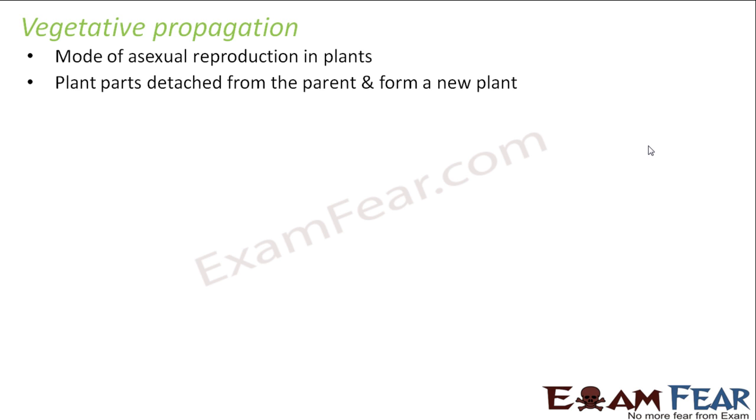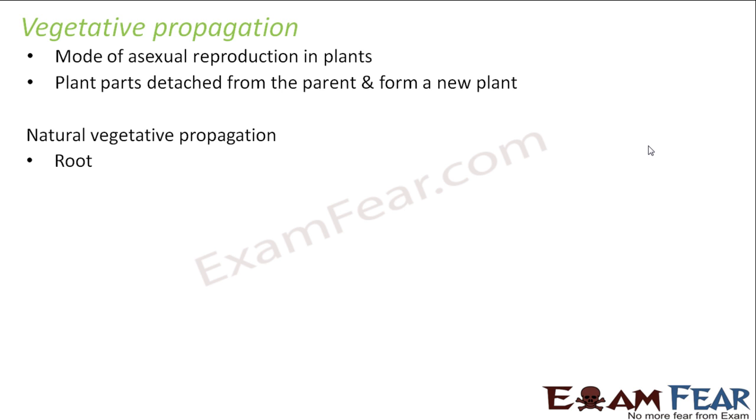Now this vegetative propagation can happen from many plant parts. It can happen with the help of plant roots, it can happen with the help of shoots, it can also happen with the help of leaves, right? Now, broadly, vegetative propagation is again of two types. One is natural vegetative propagation and the other one is artificial vegetative propagation. Natural vegetative propagation means something which happens naturally, on its own in nature.